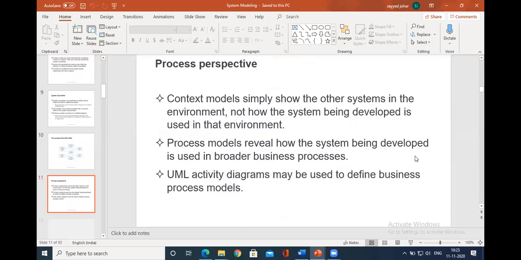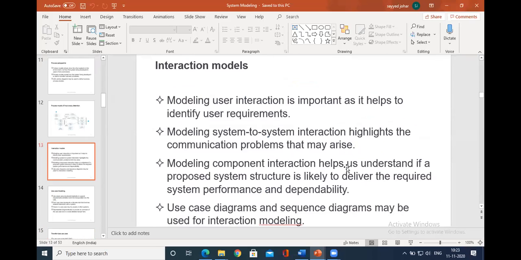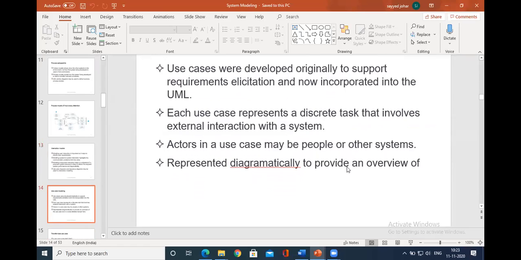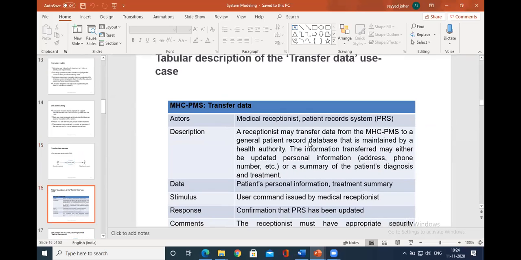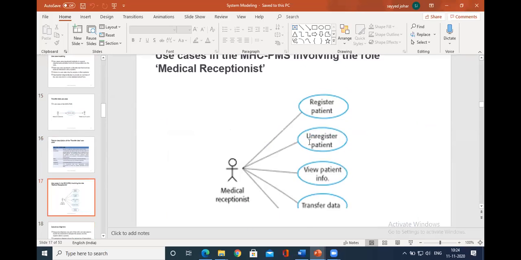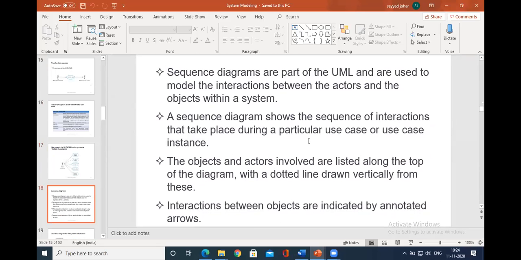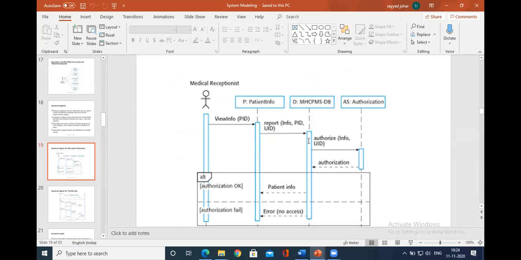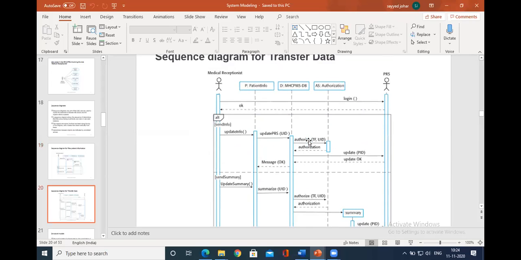The interaction model represents a use case diagram. This is a use case, the interaction of the use case with respect to the actors. That's coming back to the use case diagram. Then we have the sequence diagram. Clear? You have a sequence diagram to represent.